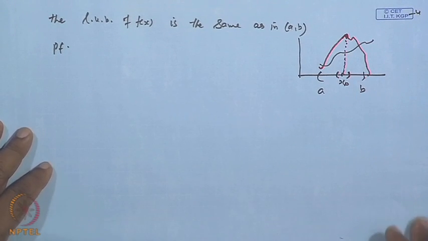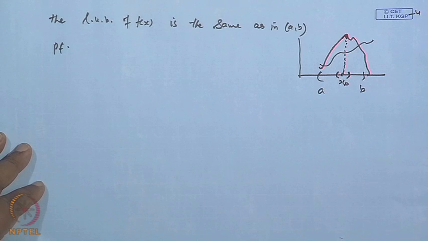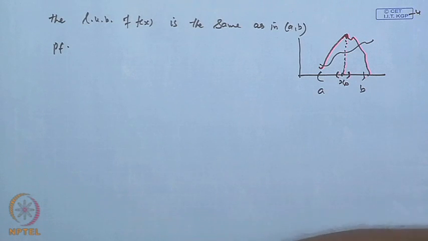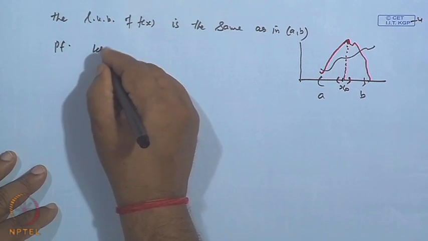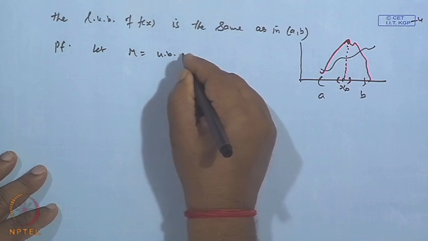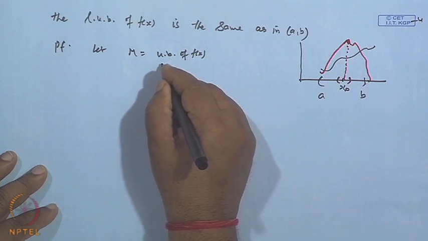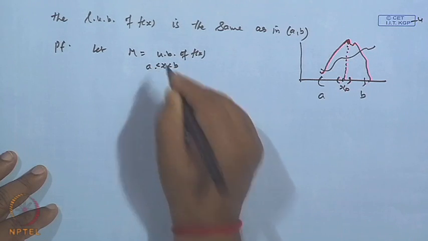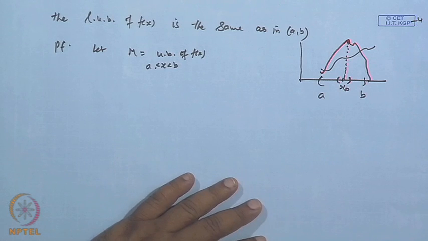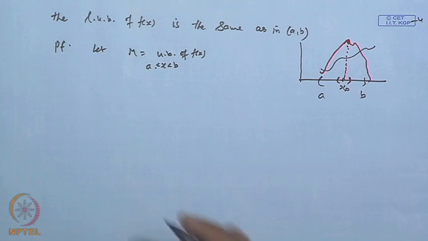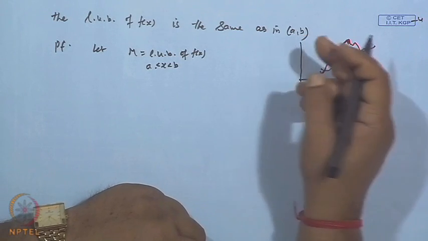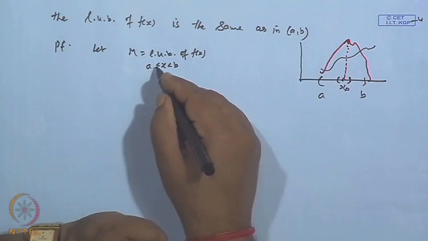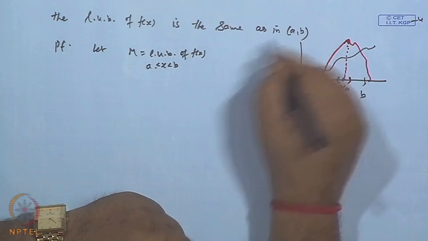Suppose the upper bound of this is m. Then what do we do? We bisect this interval. Let m be the upper bound of f(x) over the interval x belongs to (a, b). This is an upper bound, say least upper bound. If it is a closed interval, then we can say it is the least upper bound in the closed interval, no problem.